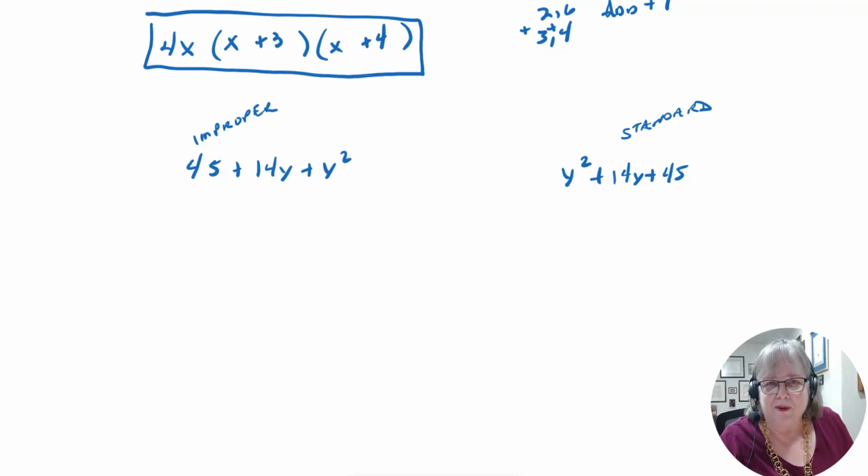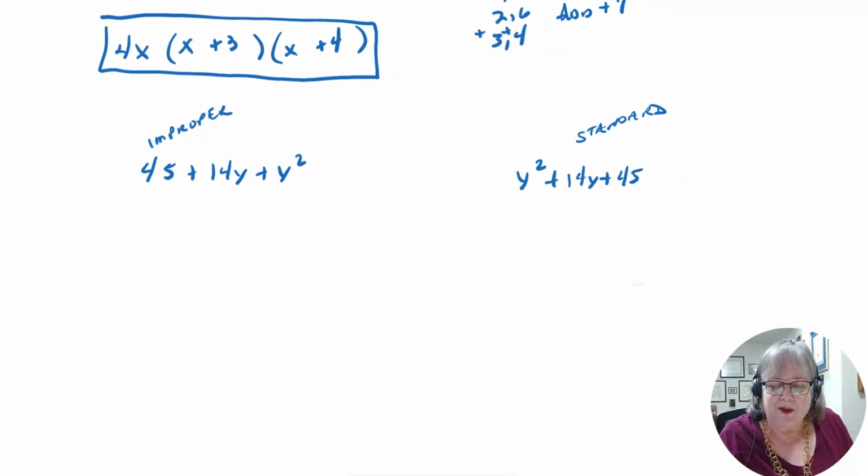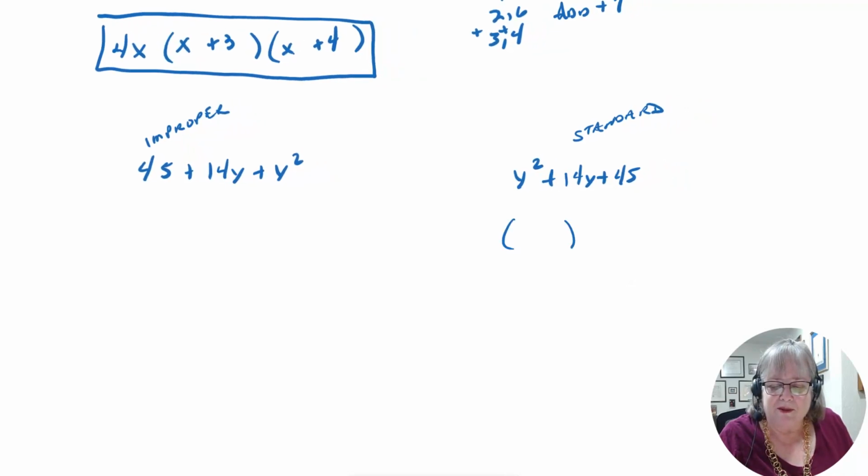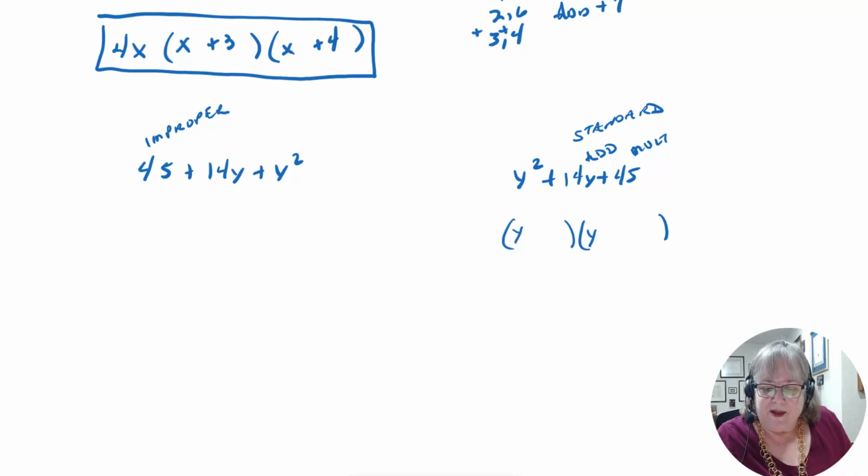Right? So if you don't like it, rearrange it, but be sure the proper pluses and minuses go with the proper numbers. So let's do this one over here on the right, since we're comfortable with this. So it's got a lead coefficient of a 1, which means there's a y here and a y there. And you would say what multiplies to 45 and adds to 14. Okay, how about 5 and 9? That work for you?